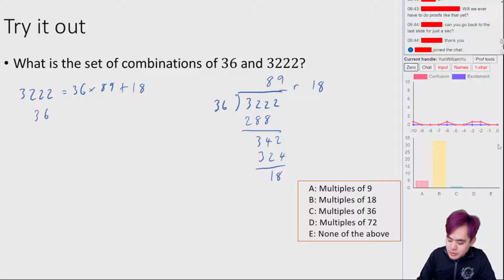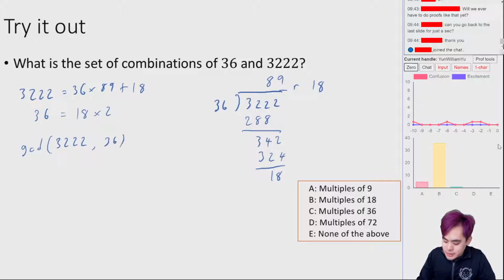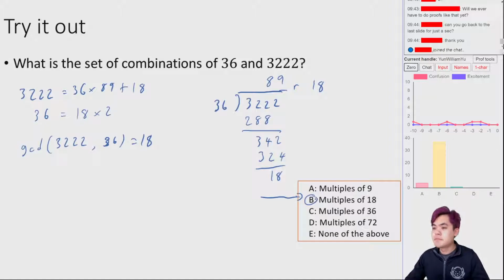And we also know that 36 is equal to 18 times 2. And so therefore, 36 and 18 are both divisible by 18. And so the greatest common divisor of 3,222 and 36 is equal to 18. And therefore, the answer is actually B here, so multiples of 18. Okay, so that's easy enough.